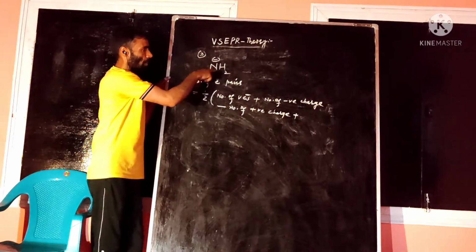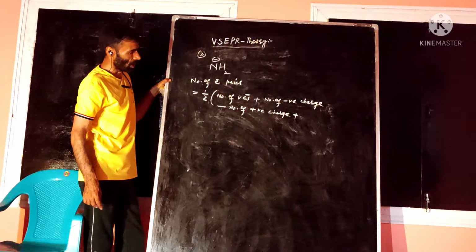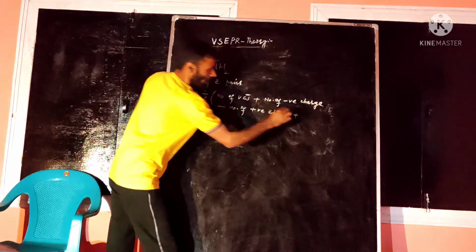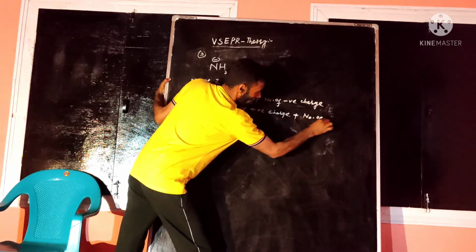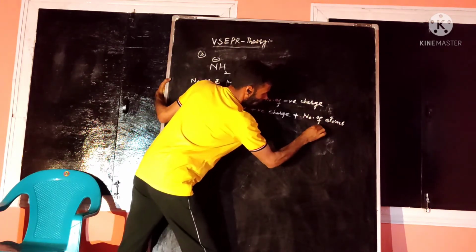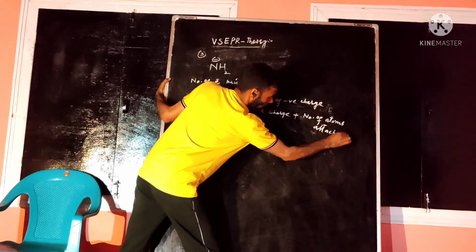Now the number of atoms which are attached to the central atom will also be counted within this. I will write the number of atoms attached to the central atom. So we have written this formula.